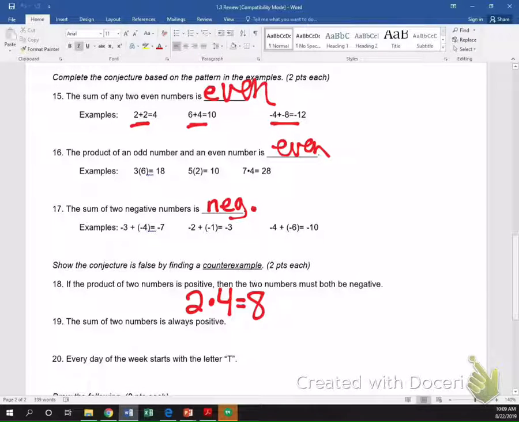What you cannot do is show me like a negative times a positive is a negative. That's not a counterexample. Or two negatives multiplied together is a positive because that's also not a counterexample. All right, we're showing that it's false. So we need the product to be positive and we need the numbers to not both be negative. 19th, the sum of two numbers is always positive.